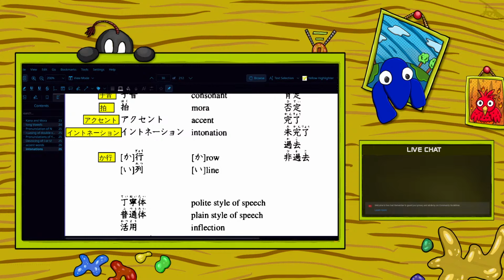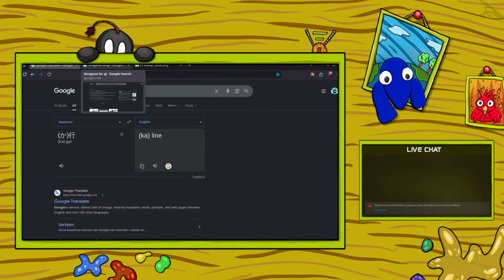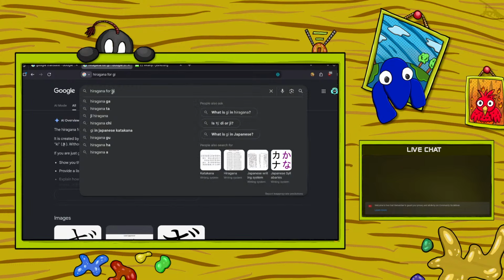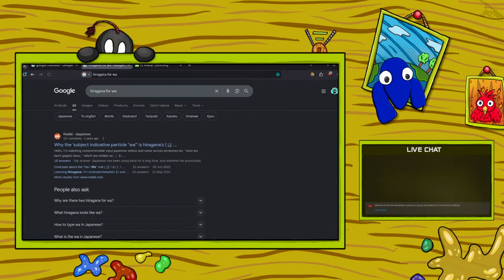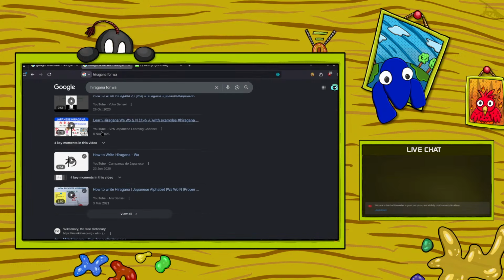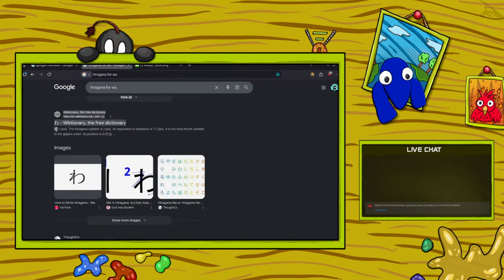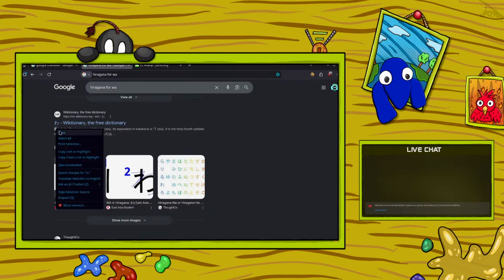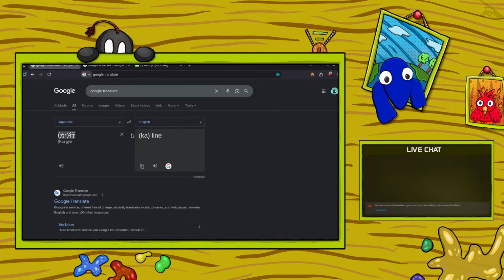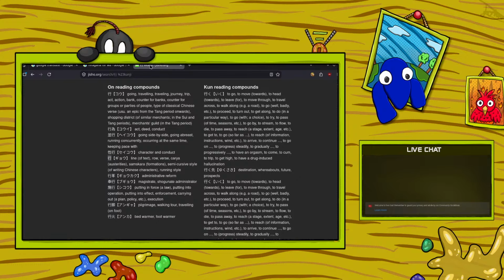So then it's watsu. So aiwatsu. Let's see if this is correct. Let's see if I can find this kanji without any issues. So we have a wa. Hiragana for wa. There you go, copy it. Put this in there. A wa.